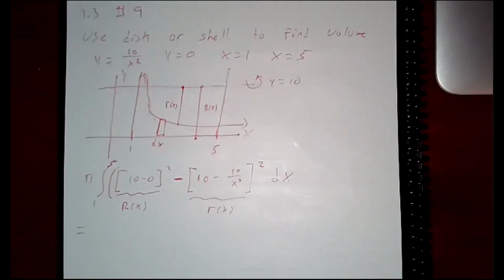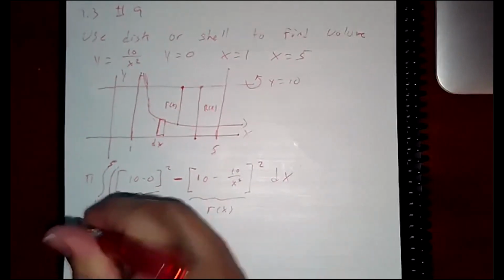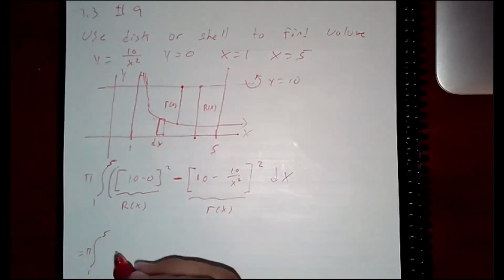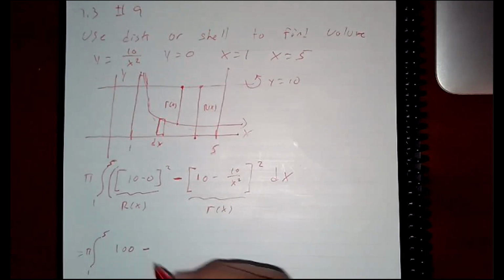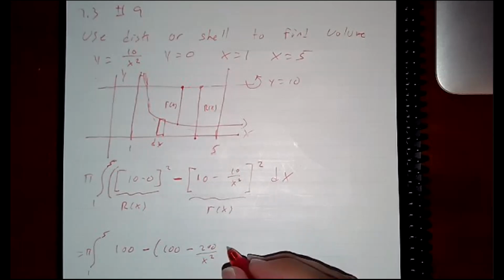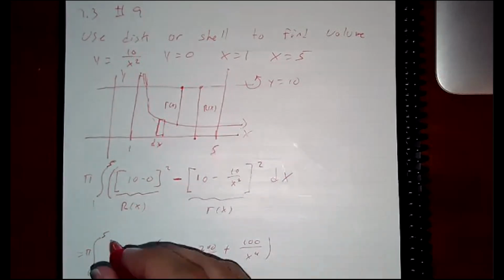Okay. So then start doing our simplification here. So that will be pi, integral from 1 to 5 of 100 minus, that will be 100 minus 200 over x squared plus 100 over x to the fourth dx. Yeah, that's right.